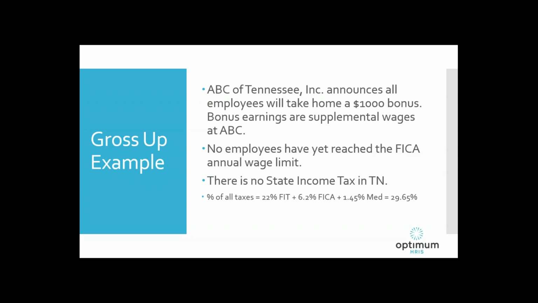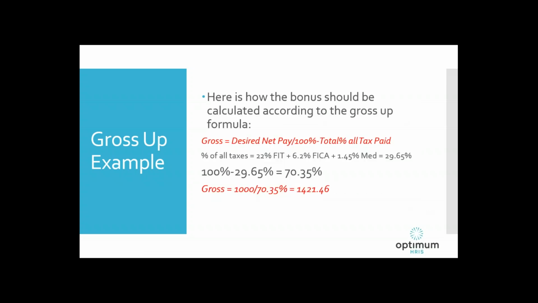To get ready for our equation, our percent of all taxes will be 22% for federal and 6.2% for FICA and 1.45% for Medicare, for a total percent of all taxes paid of 29.65%. So let's put those numbers into our formula.